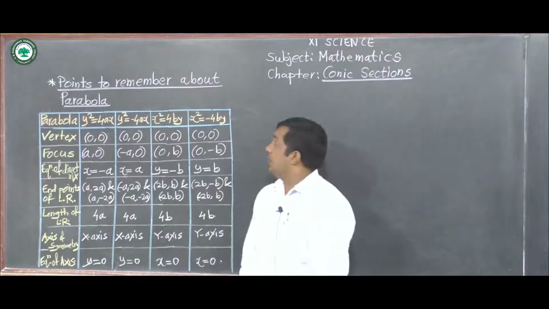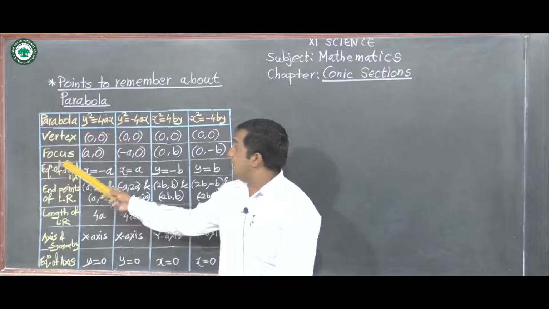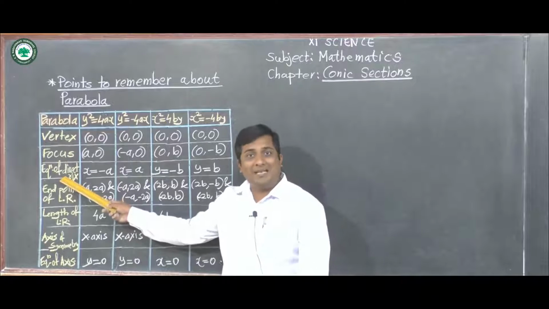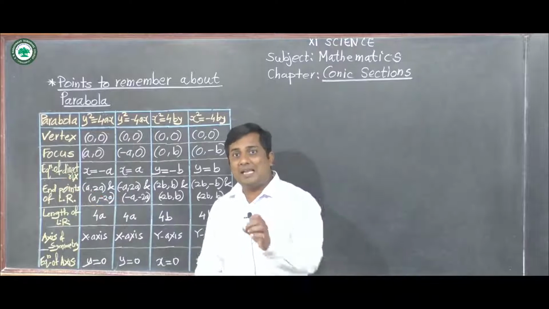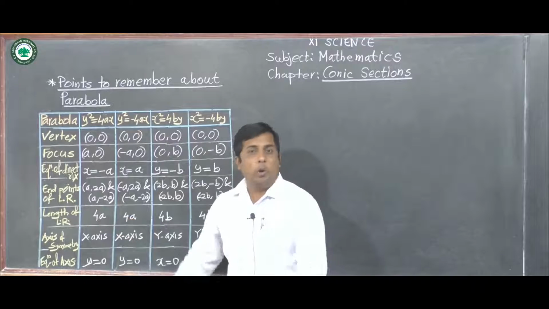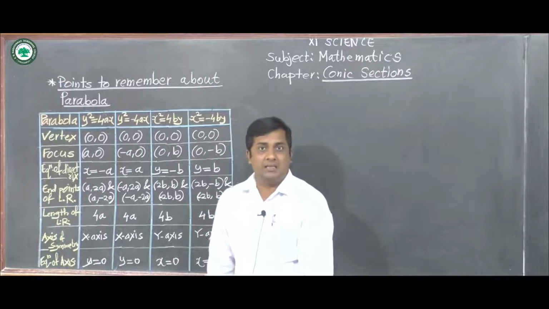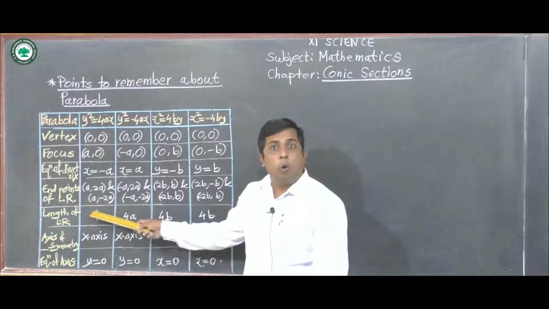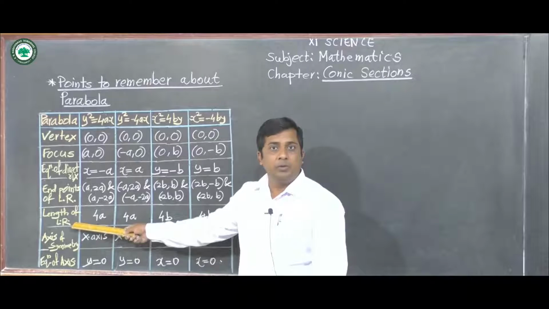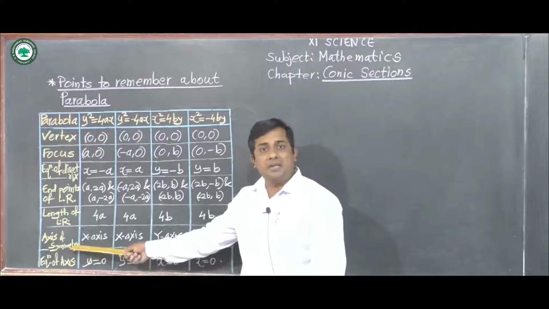Okay, so the points to remember about the parabola are: the vertex, where is our vertex; then the focus, the fixed point; then the equation of the directrix, that is the fixed line; and next, the endpoints of the latus rectum. We know the latus rectum is a chord which is perpendicular to the axis, and here we define the endpoints of the latus rectum. Next, the length of the latus rectum for each parabola, then the axis of symmetry.